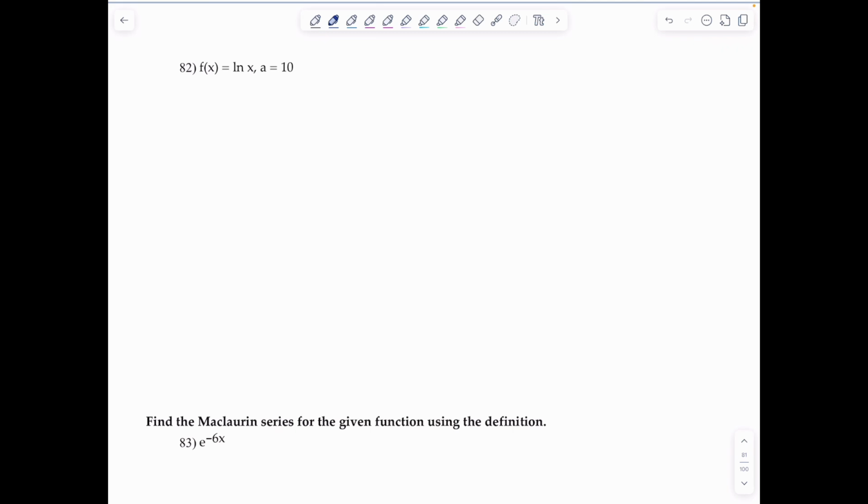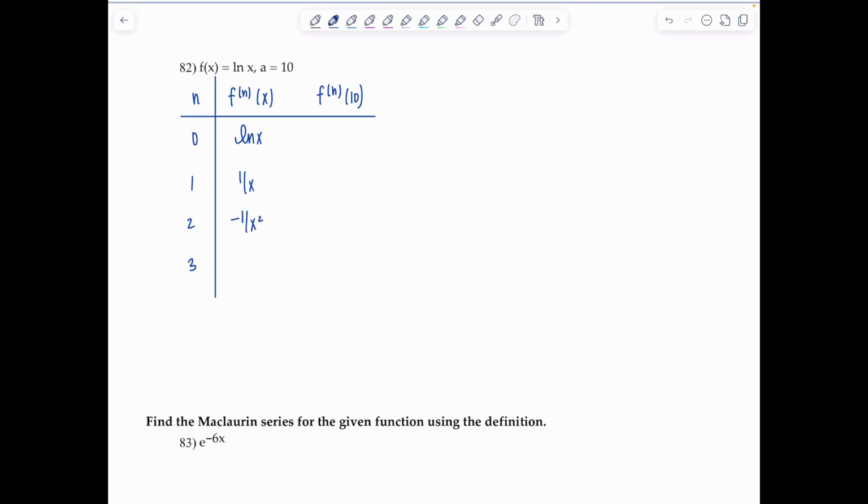f of x is ln of x, and a is equal to 10. So again, we're just doing order 3, so up to n equals 3. So nth derivative at x, and then nth derivative at 10 in this case. 0, 1, 2, 3. So the 0th derivative is just the original function, ln of x. First derivative would be 1 over x. Second derivative, negative 1 over x squared. And then third derivative, 2 over x cubed.